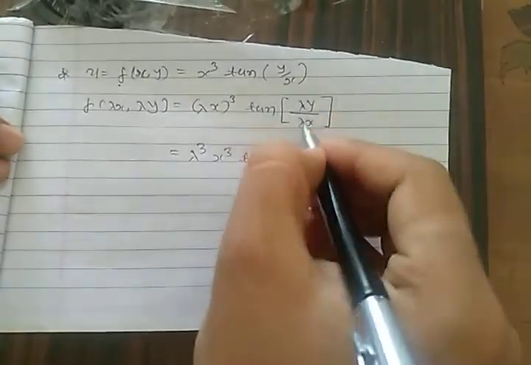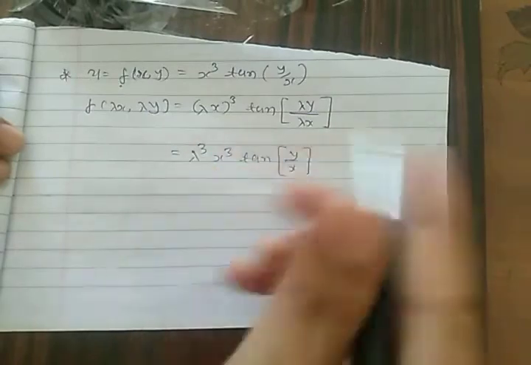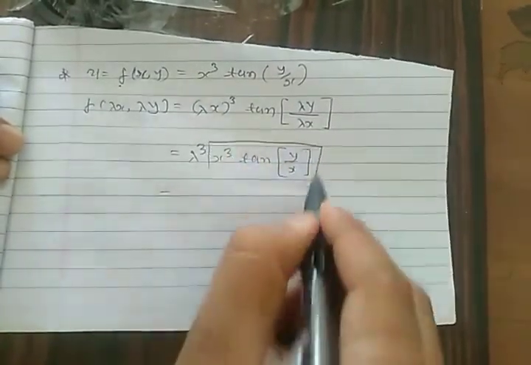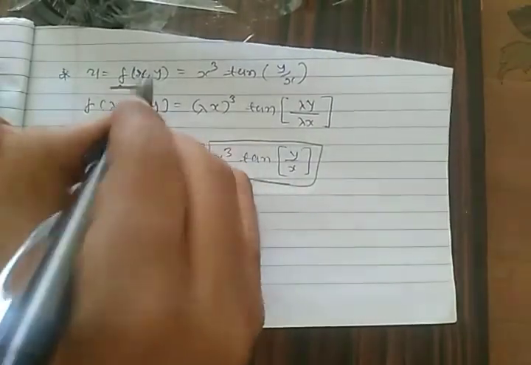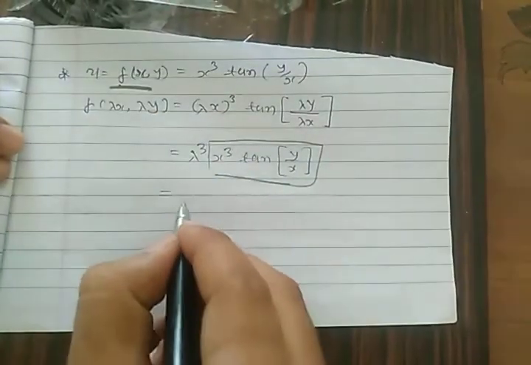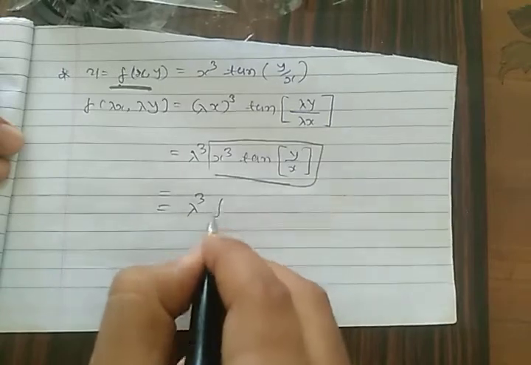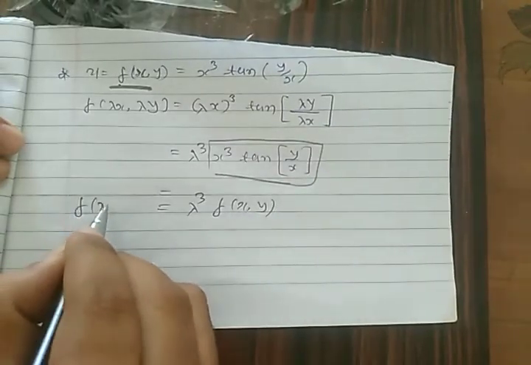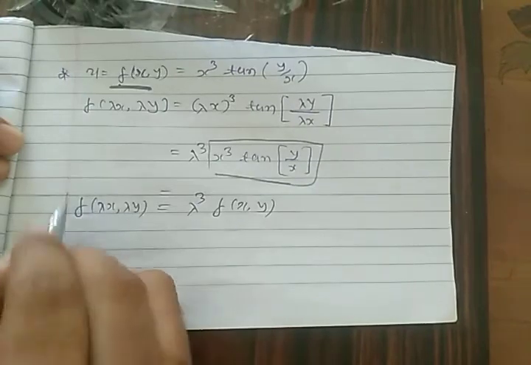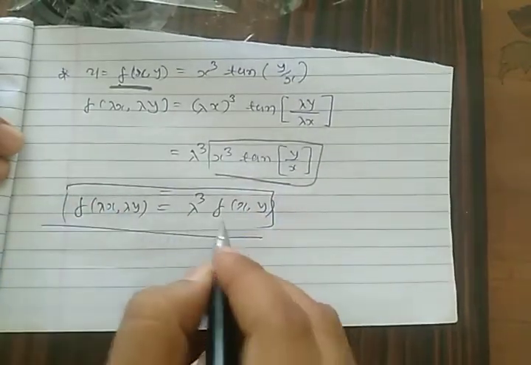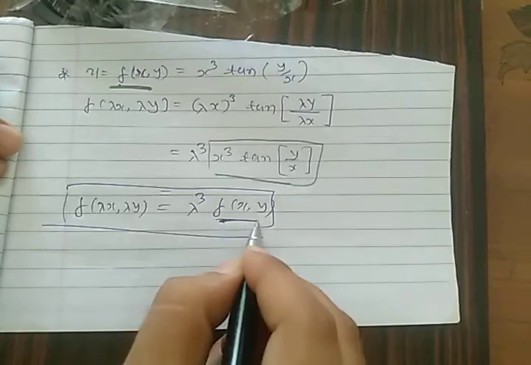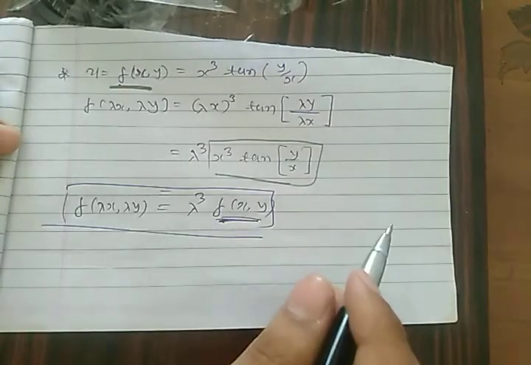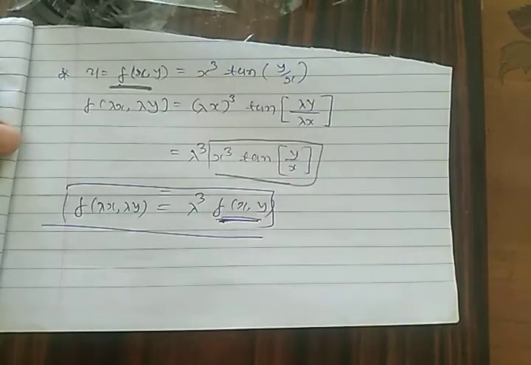Simply you can say that lambda upon lambda is cancelled. So this function is identical to this function, so I can write lambda cube f of x comma y is equal to f of lambda x lambda y. So from this statement I can say that f of x comma y is homogeneous function. So let me take another example based on this.